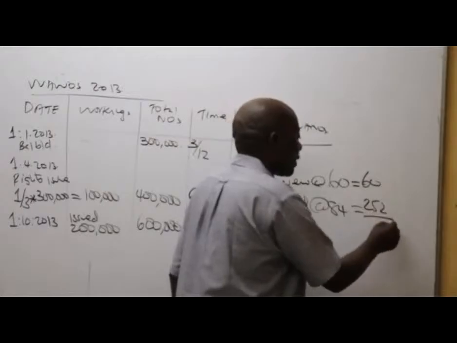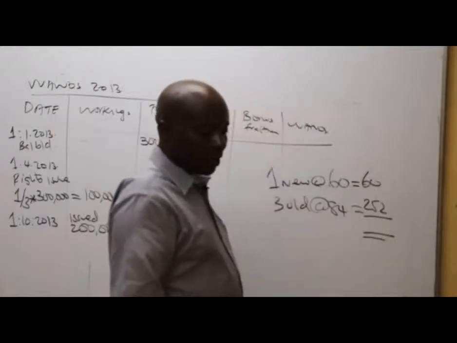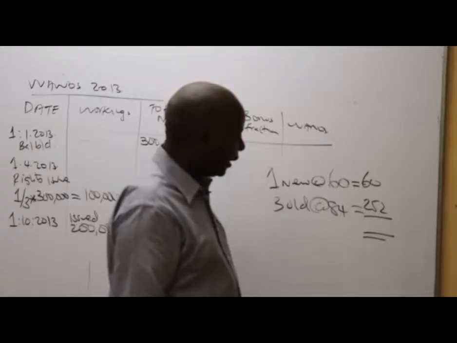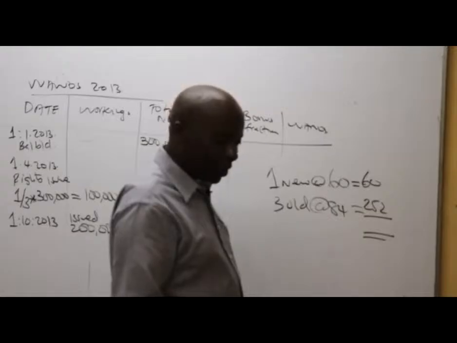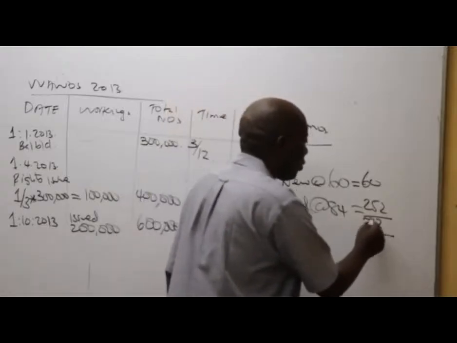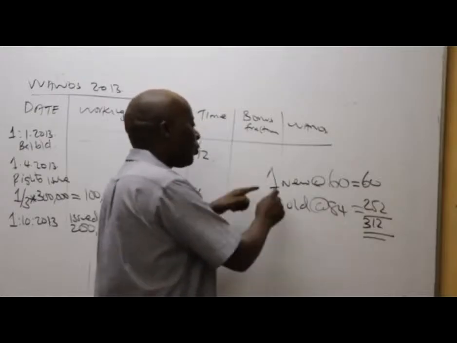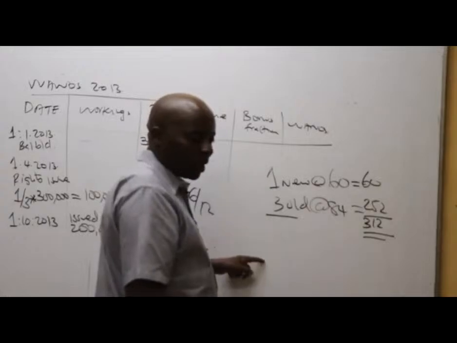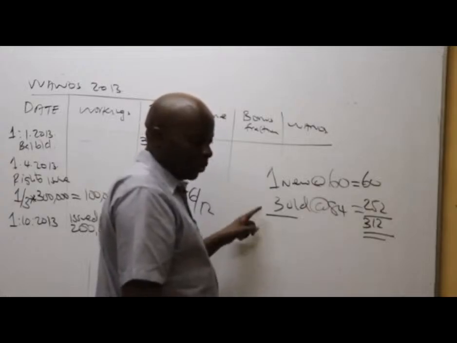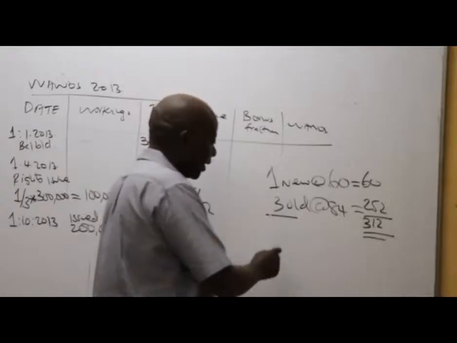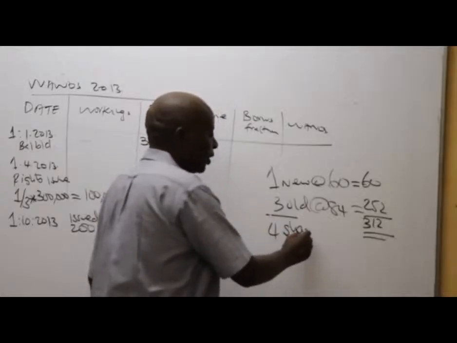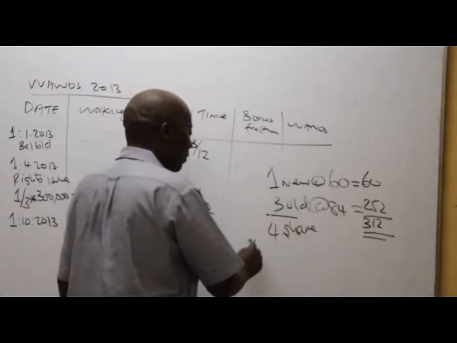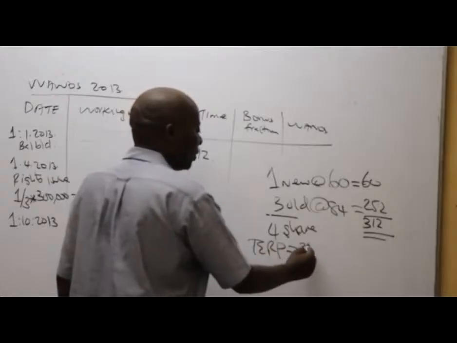252. So when you add them all, how much is the total value? The total value comes to 314. 314 or 312? 312. So this means this 312 is for how many shares? 312 is for how many shares? Add them, it will come to 4 shares. 4 shares. So how about 1? So the price for 1 now here will be the theoretical ex-rights price, which will be 312 over 4.